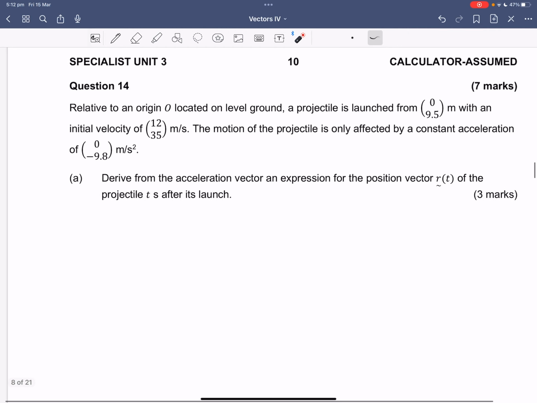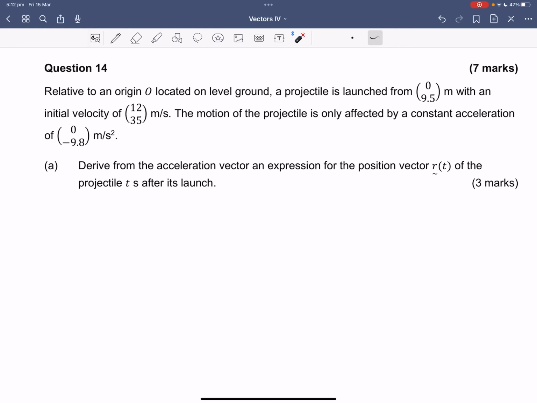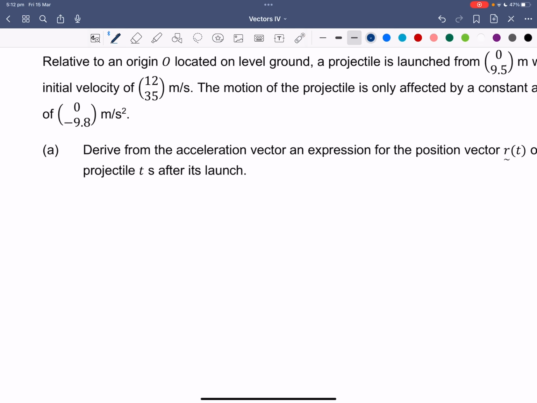All right, question number 14. Relative to an origin, a projectile is launched. Another vector calculus question, a lot of vector calculus in this one. It's launched from 0, negative 9.5 meters, with this initial velocity. The motion is only affected by constant acceleration. Derive from the acceleration an expression for the position vector. This is a very vanilla question that comes up all the time. So the acceleration vector is 0, negative 9.8. That is the acceleration vector.